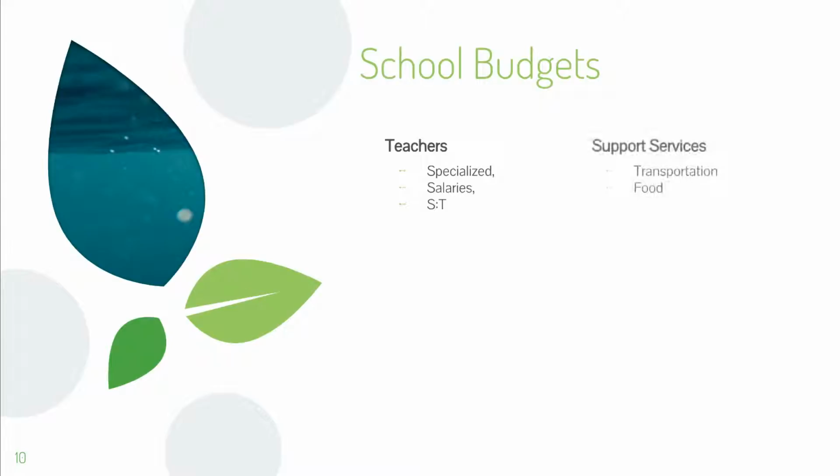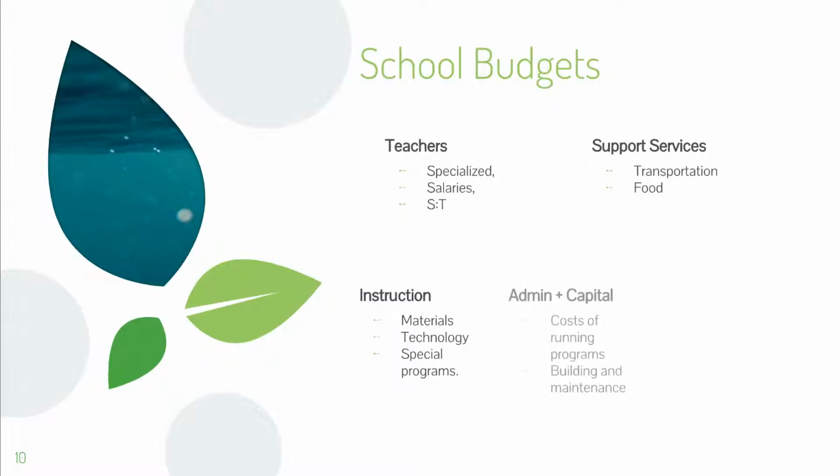Moving on, we have support services, which include transportation and food. Next, instruction, where there are expenses for materials, including those requiring technology. We have special programs and special education, aids, and so on. We also have administration and capital expenses, which include the cost of running all of these programs, the buildings, and their maintenance. And finally, we have the cost of the assessments themselves, which have become increasingly the focus of accountability. Most of the standardized tests require computers and software, as well as administration and oversight.